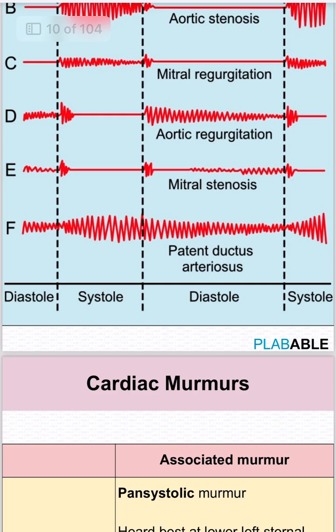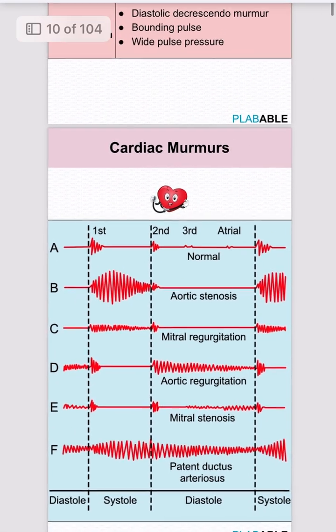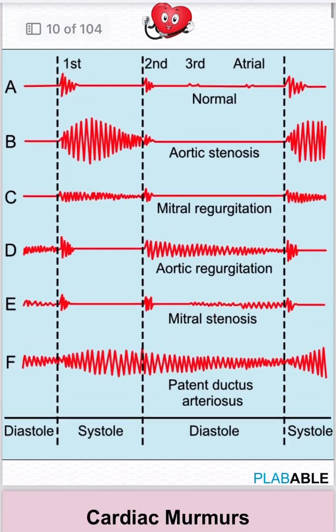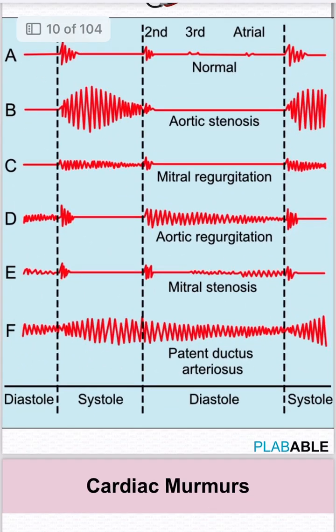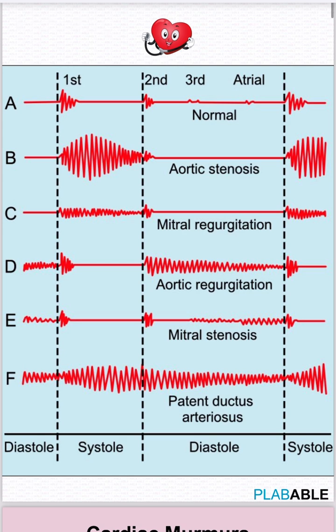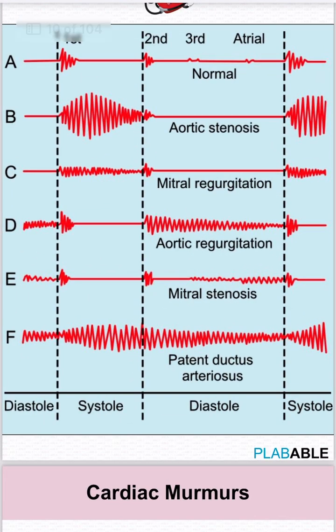And if it is a diastolic decrescendo murmur during the diastole, then it is aortic regurgitation. If it is audible throughout the second, third, and atrial sounds, and there is an opening snap type of murmur, it is mitral stenosis. And if it is continuous machinery type, then it is patent ductus arteriosus.